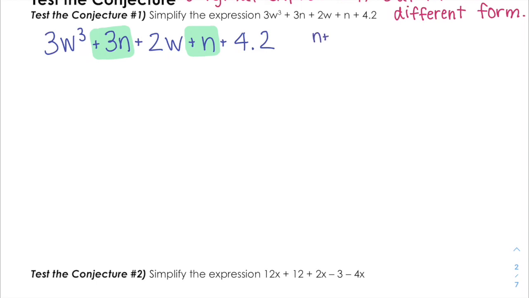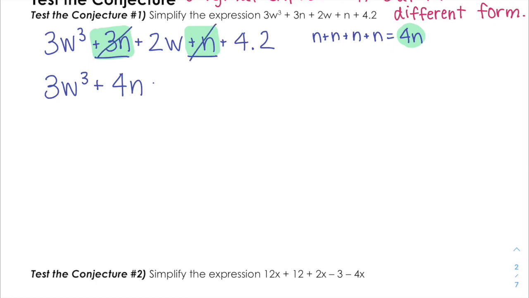So 3n, when I write that out, it's n plus n plus n. And then I need to add another n, a fourth n. So now we have 4 n's. So instead of writing 3n and n, I'm going to write 4n. Okay, so let's rewrite that expression after we simplified it. So we have 3w cubed plus 4n, so that gets rid of these two for us, plus 2w plus 4.2.